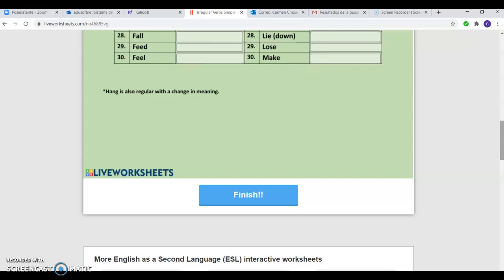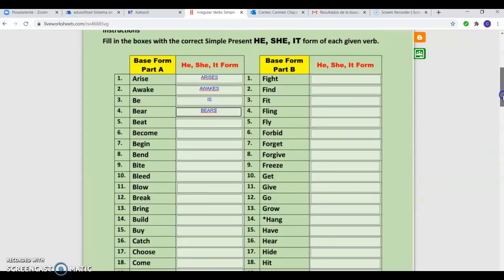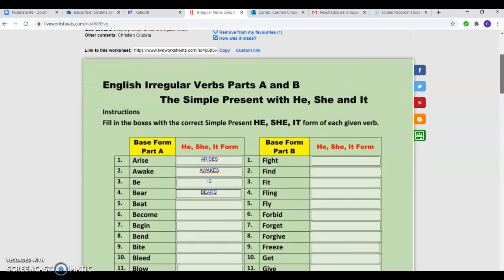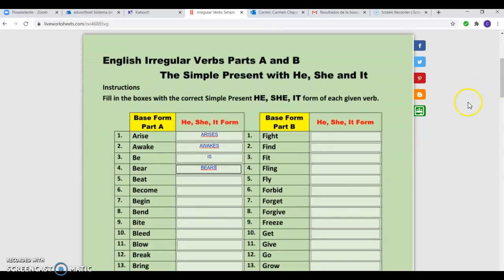Tan pronto como termines, le haces clic en Finish y envías una captura de pantalla o una foto de esta práctica como evidencia a EduSoft como tarea.